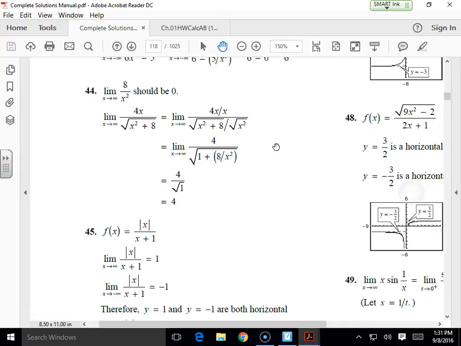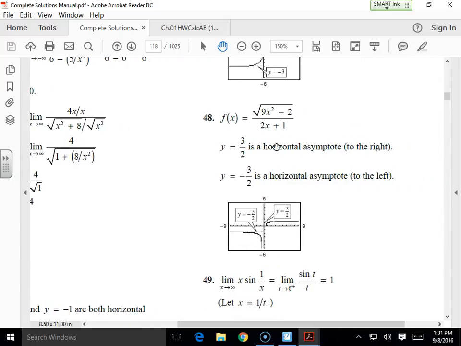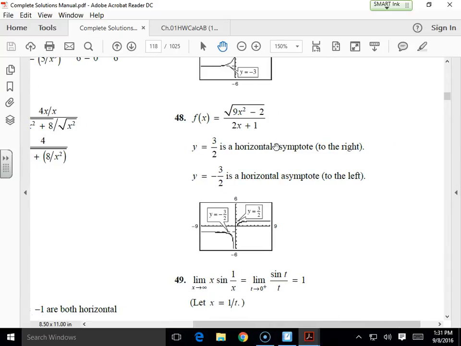48. 48? He's right there. Now he was a funny one because they didn't tell me whether I had to go to infinity or negative infinity. They just said horizontal asymptote, which could be either direction. I think it said check with the graph or something like that. On the graph, hopefully you saw there were 2 different horizontal asymptotes. But how does the function tell me that?